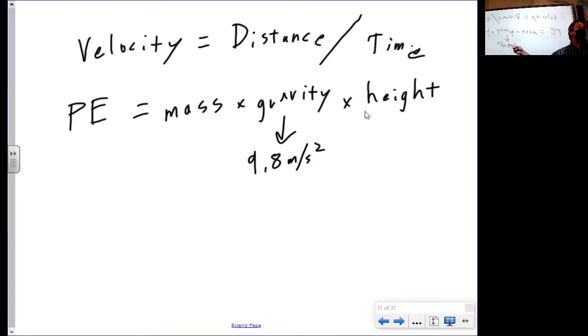Now, somebody's going to start this lab in just a second. They're going to be like, what do I use for gravity? Y'all with me? Okay. So now, what have we not done yet? We talked about potential energy. We talked about how to measure velocity, but we haven't actually moved yet. So we need to move.